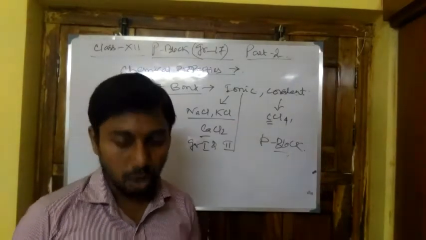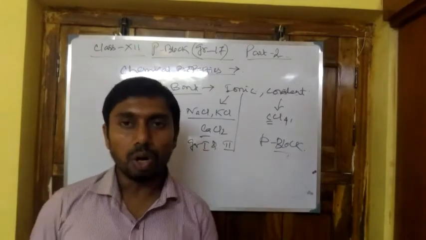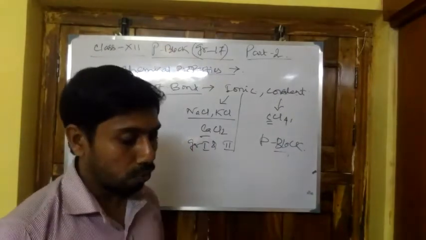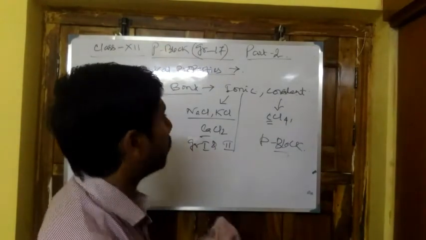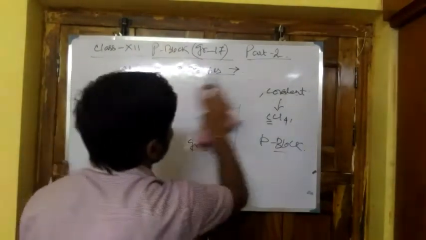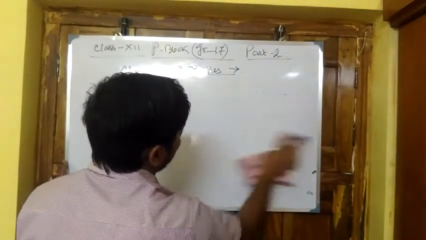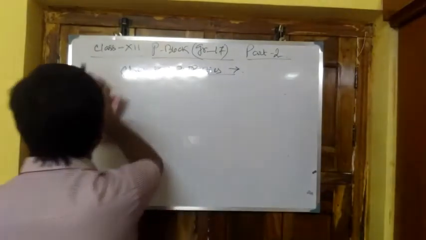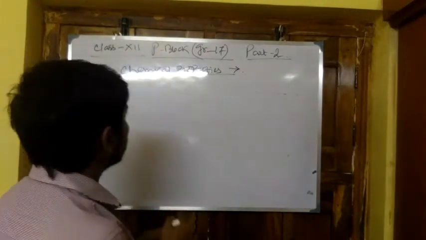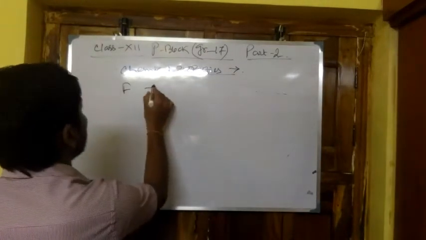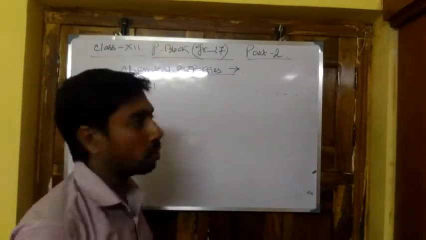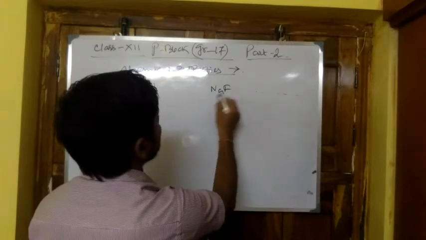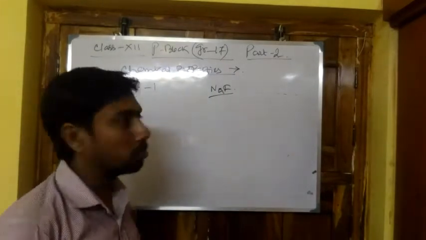Next one is the oxidation state. Oxidation state is generally assumed as its valency. Fluorine, being the most electronegative element, can show the -1 oxidation state, with compounds like NaF, etc. That is an ionic type of compound.